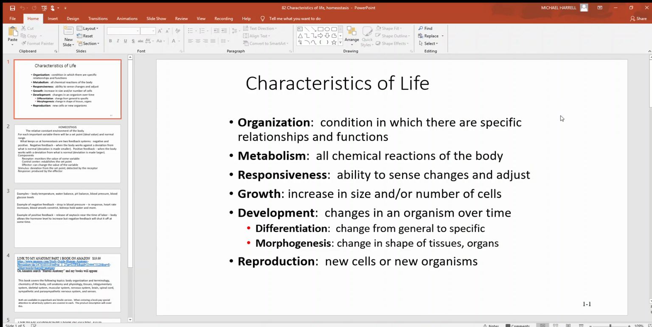Let's take a look at the characteristics of life. Now think about, how do you know if something is alive? If something is alive, it will show these six characteristics that you see right here with the little circles, the little bullet points beside them. The first one is organization.